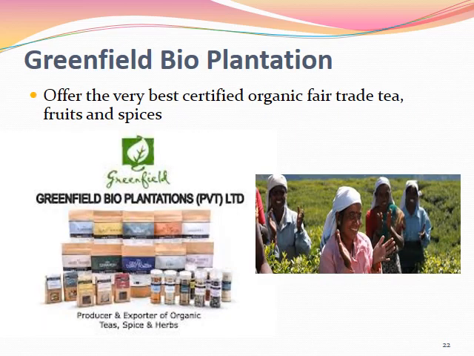This is an example from Sri Lanka, a Greenfield Bio Plantation, which is a kind of social entrepreneurship movement. They are mainly producing environmentally friendly and eco-friendly certified or organic fair trade tea, fruits and spices. For these kinds of initiatives, there's a huge market in the Western world. So these are good movements, and they are going ahead in most of the developing countries.